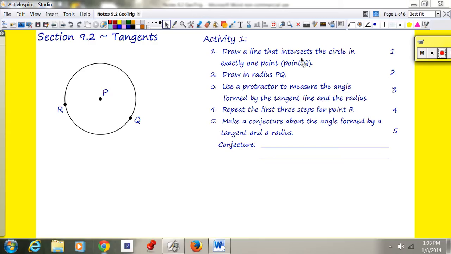Draw a line that intersects the circle in exactly one point, which is point Q. So that line would look something like that. We're going to draw a line that intersects the circle in one spot. Then we're going to draw in radius PQ, which is that line right there. And then we're going to use a protractor. Now, if you have one, then I would definitely use it and practice with it to measure the angle formed by the tangent line and the radius.